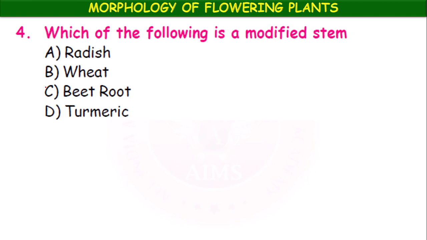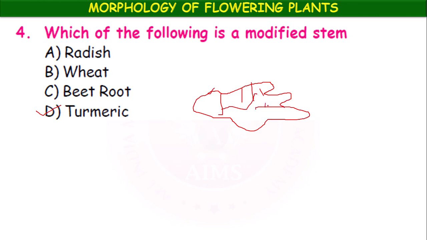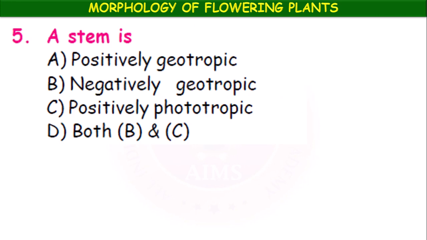Which of the following is a modified stem? Radish, wheat, beetroot, turmeric. The modified stem is turmeric. What is that? It is an underground stem modification. It has scale leaves. So it is a rhizome, isn't it?